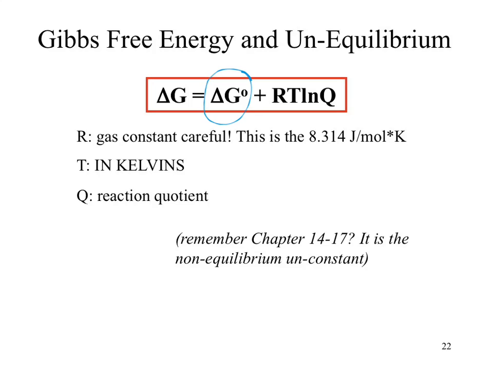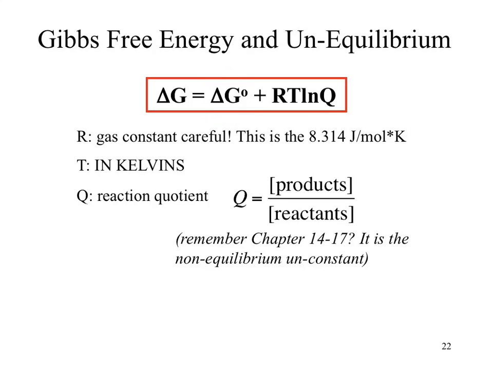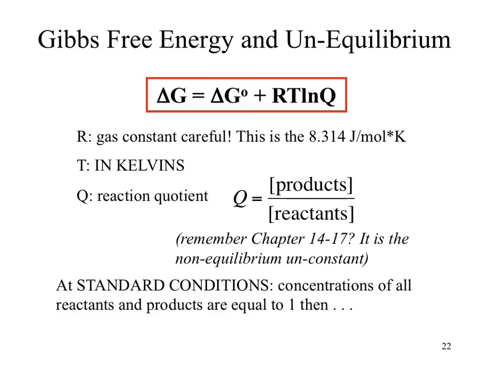What happens at standard conditions? Q is products over reactants. Standard conditions, what do we say the concentration of our products was? 1. Standard conditions, the concentration of our reactants? 1. Q becomes 1. What is the natural log of 1? 0. The Gibbs free energy, when we're at standard conditions, delta G equals the delta G at standard conditions. Wow, that's shocking.